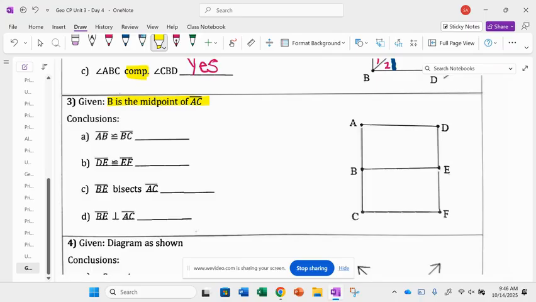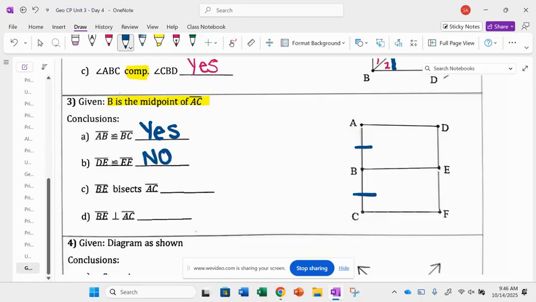Perfect. Okay, so if B is the midpoint of only segment AC, then we could say B is in the middle of AC, so AB and BC are congruent. That's our conclusion there. So now we're going to see, can we say the rest of this stuff? Can we say that AB and BC are congruent? Yes or no? Yes. Can we say that DE and EF are congruent? No.